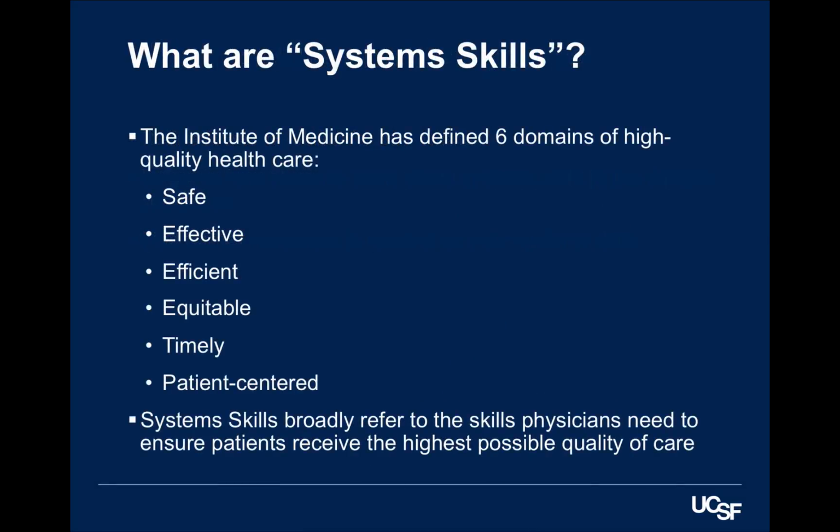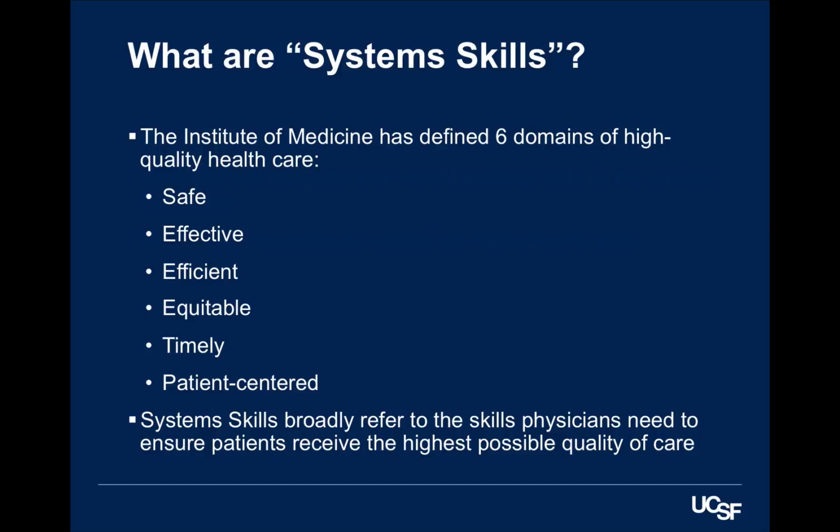The Institute of Medicine has defined 6 domains of high-quality healthcare. Healthcare should be safe. Patients should not be harmed by interacting with the healthcare system. Healthcare should be effective. We should always use evidence-based practices to ensure that patients receive the care that they need. Healthcare should be efficient. As discussed in the module on high-value care, we should not waste resources or expose our patients to financial harm. Healthcare should be equitable, in that all patients should receive the same standard of care.